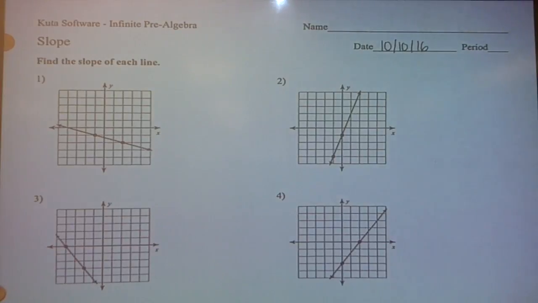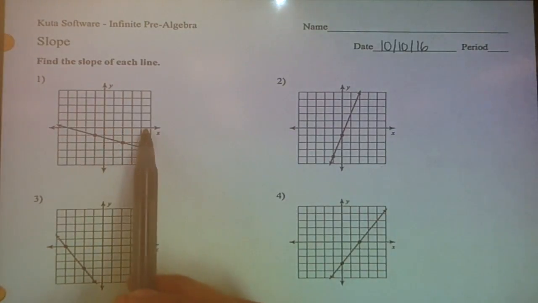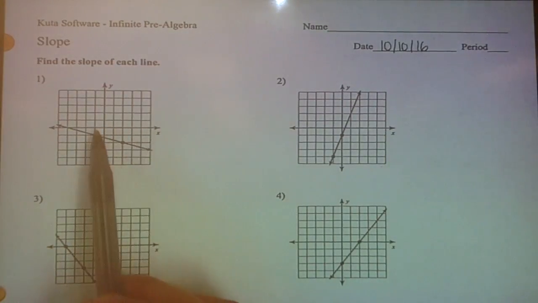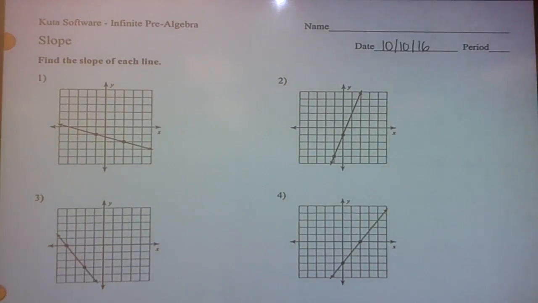All right, let's take a look at example number 1. First thing we need to do is find the slope of each line. So each of these boxes is worth 1. So we have 1, 2, 3, 4, -1, -2, -3, -4. So now we are working with positive and negative numbers, so we need to be careful.